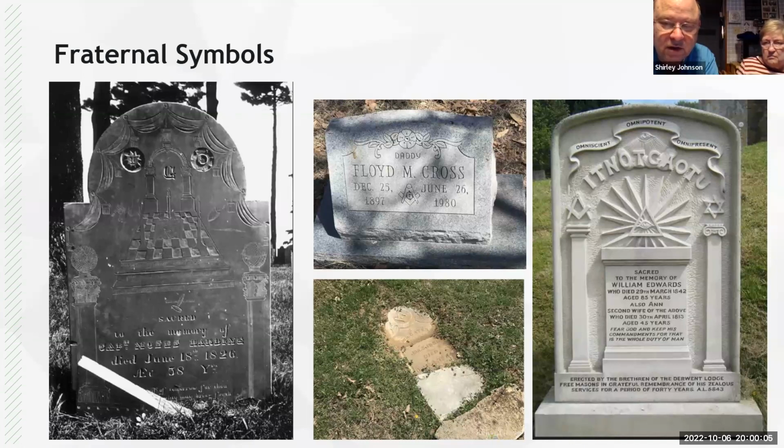Just the square and compass usually designates a 32nd degree Mason. And if you see a 33 in the middle, then that's a 33rd degree Mason, and that's a little higher knowledge, a little more ritualistic work that they did during their life.